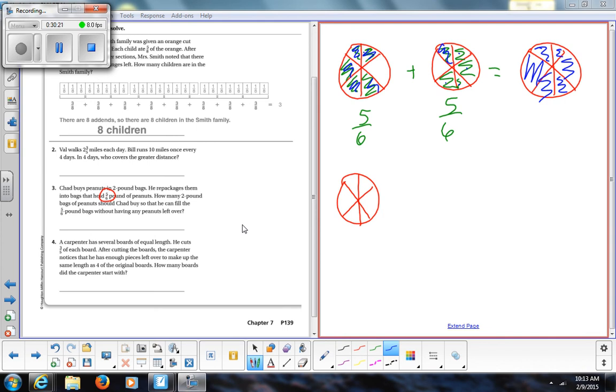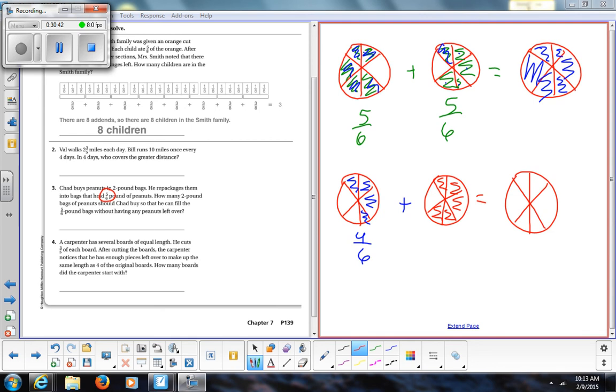Okay, but that's not what we do, right? There's 5/6 pounds. So there's 4 pieces left. This is 4/6, plus another 5/6. Okay, so if I take the 4 pieces from this first one and add how many from this one? 2. Okay, how many pieces do I have left over? 3. I have 3 pieces.